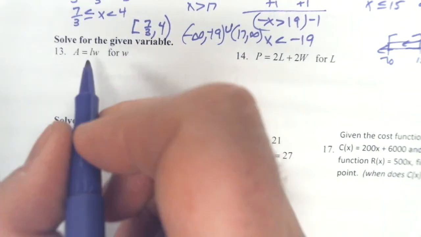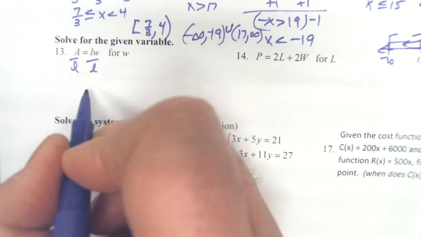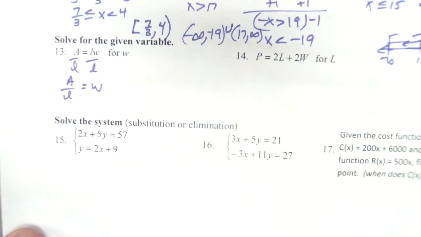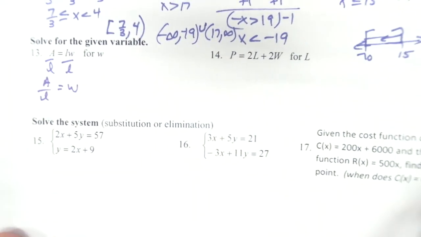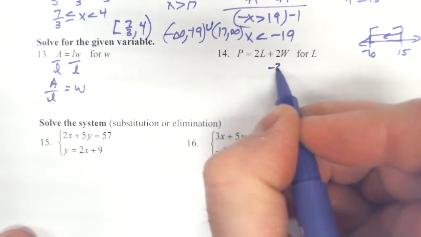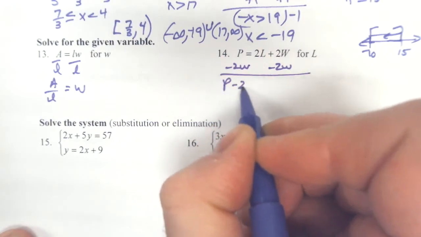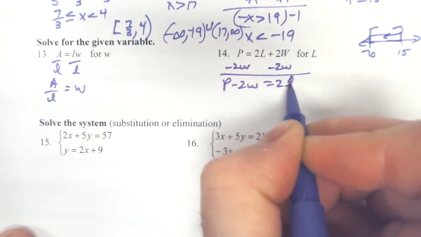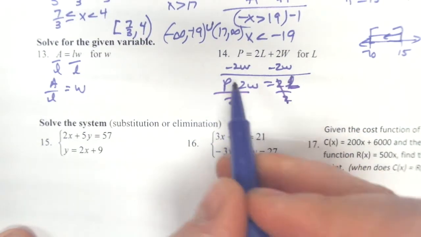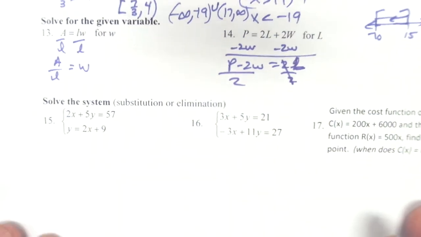For question number 13, we're solving for w, so I'm going to divide by L, divide by L. I get w equals a divided by L. For number 14, we're solving for L, so the first thing I'm going to do is subtract 2w from both sides. I get p minus 2w equals 2L, dividing by 2, dividing by 2. I get L equals p minus 2w over 2.